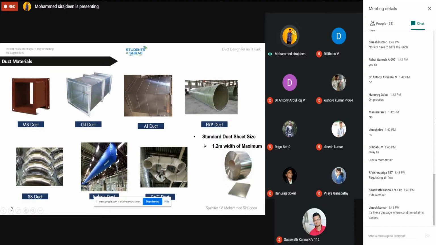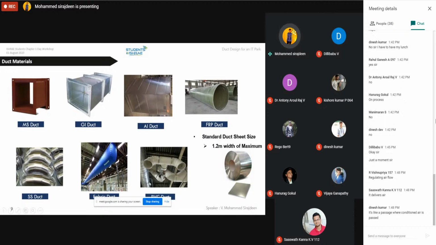Fabric duct. Fabric duct is nothing but cloth. It is like a cloth. They stitch some cloth in some shape and put it in a linear way, without any reduction or anything. They will simply run a duct in a linear way. We will talk about fabric duct in the next slide.